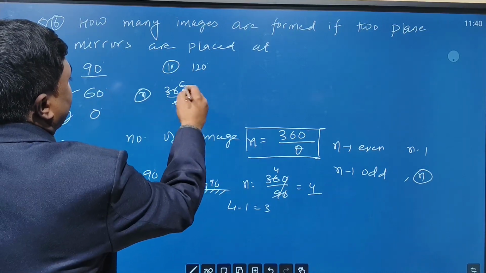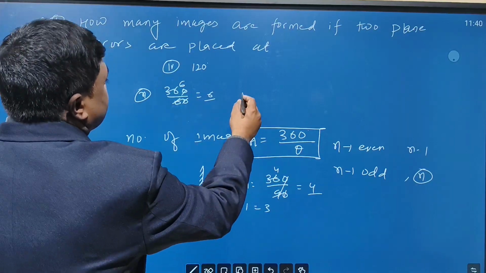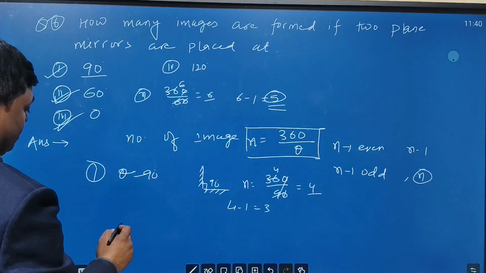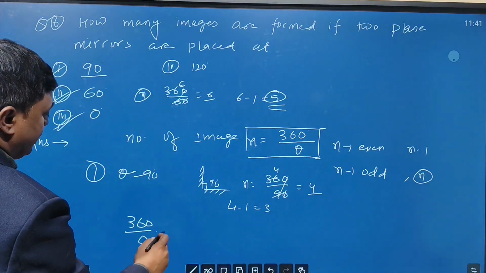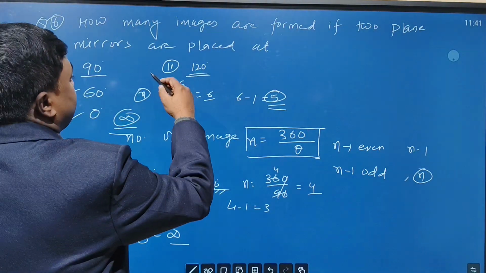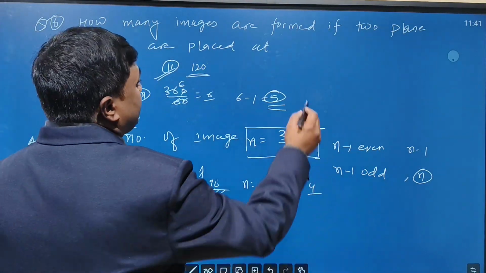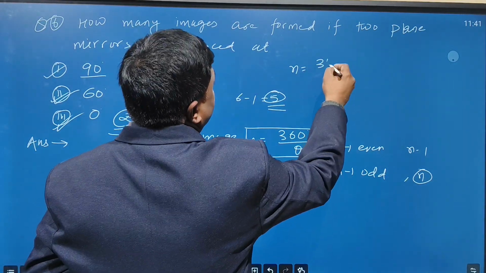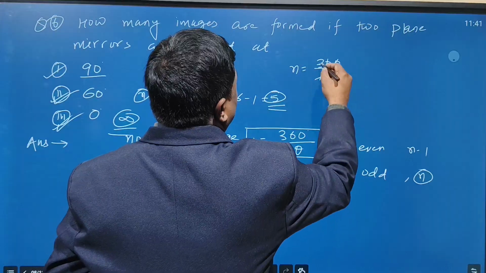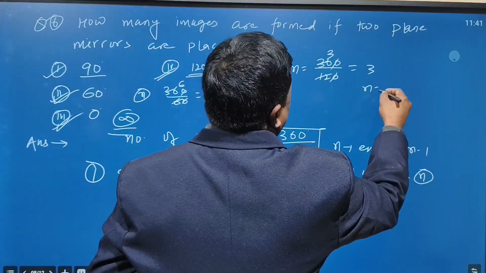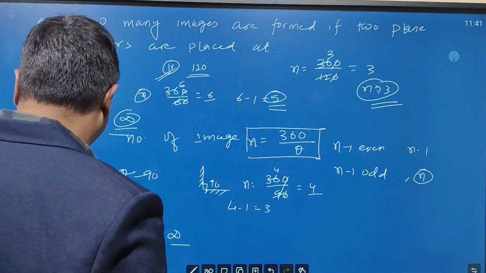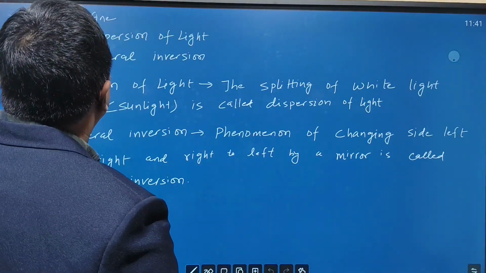Here if it is 60 degree, we first find n: 360 divided by 60. We are getting 6, yes or no? So number of images is 6 minus 1. So here 5 images are formed. Now whenever it is 0 degree, 360 divided by 0, you will get infinity, not defined. Infinite number of images are formed. In the last, whenever they are placed at 120 degree, first find n: 360 divided by 120. Here we are getting 3. If n is odd, the number of images is also 3 only. Is it clear?